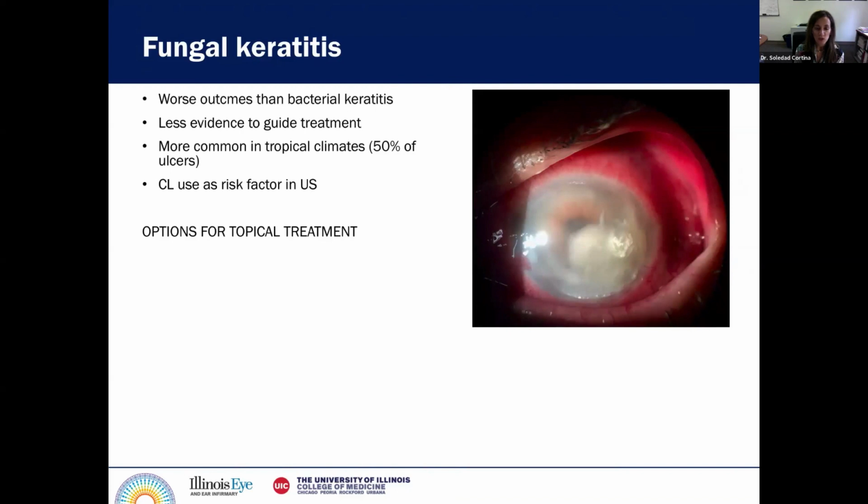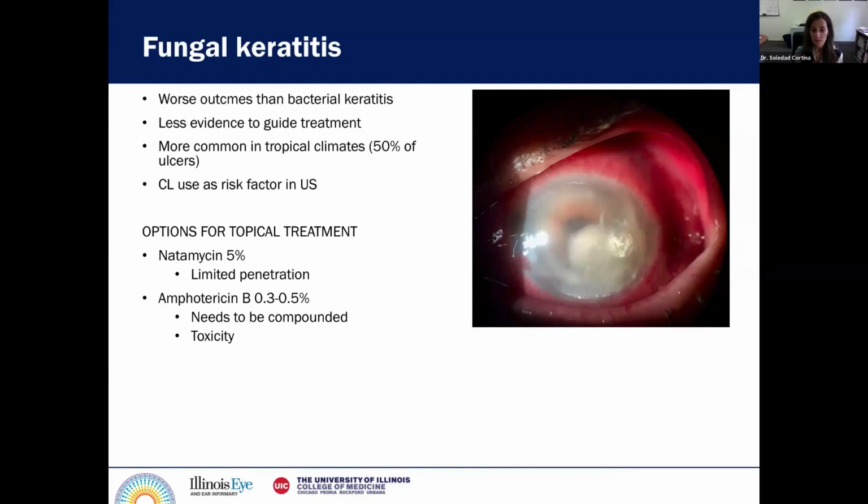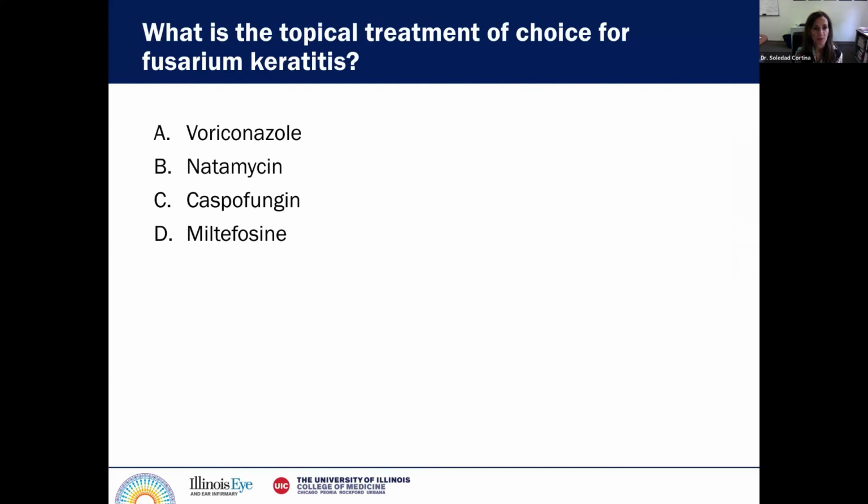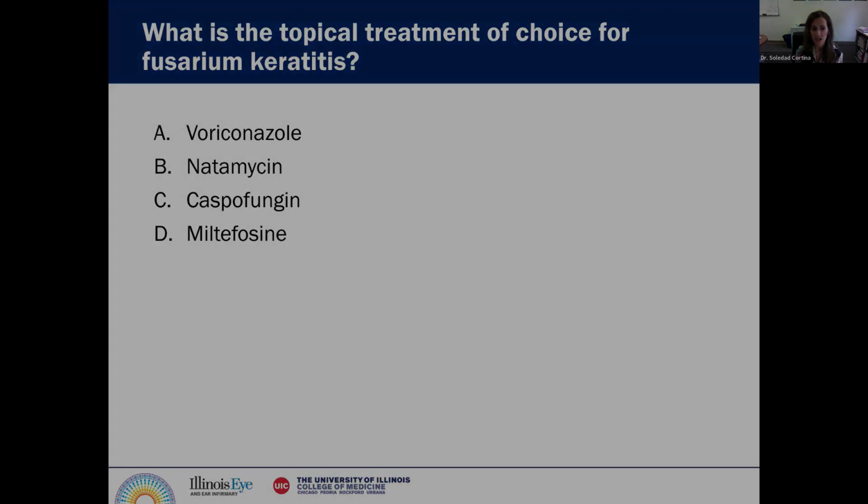So what are the options for topical treatment? Well, unfortunately, at least here in the US, natamycin was approved by the FDA in the 60s, and we haven't had another approved topical antifungal for the treatment of fungal keratitis since. It is effective, but it has limited penetration. Amphotericin B needs to be compounded, and it can have significant epithelial toxicity, but in general it's effective. And Voriconazole has good ocular penetration and a very good antifungal effect in vitro. But we're going to learn that sometimes in vivo that is not the case. So our next question is, what is the topical treatment of choice for fusarium keratitis?